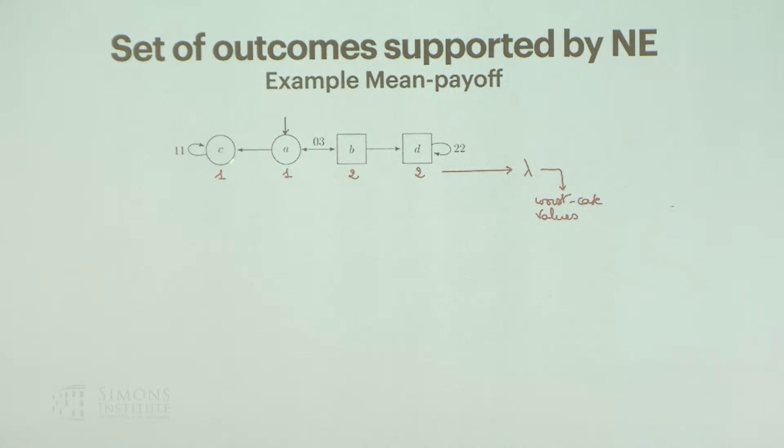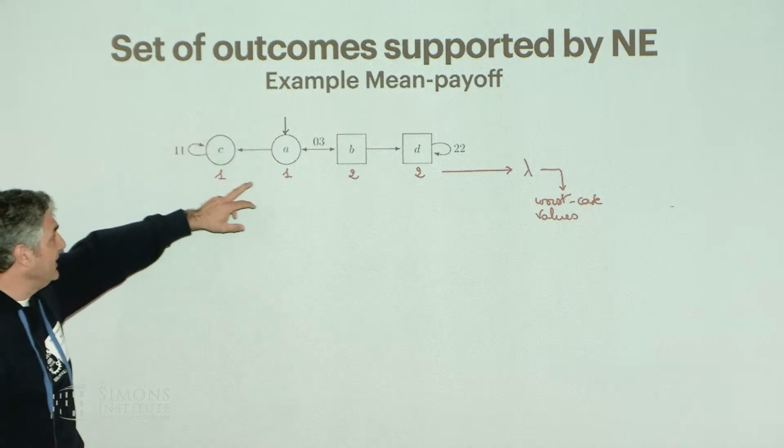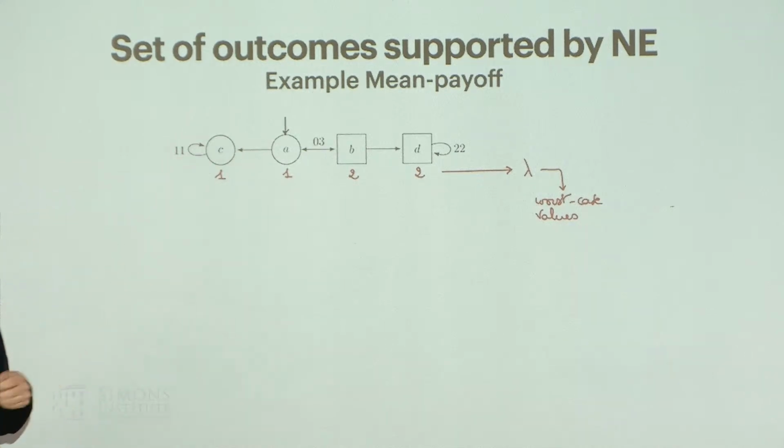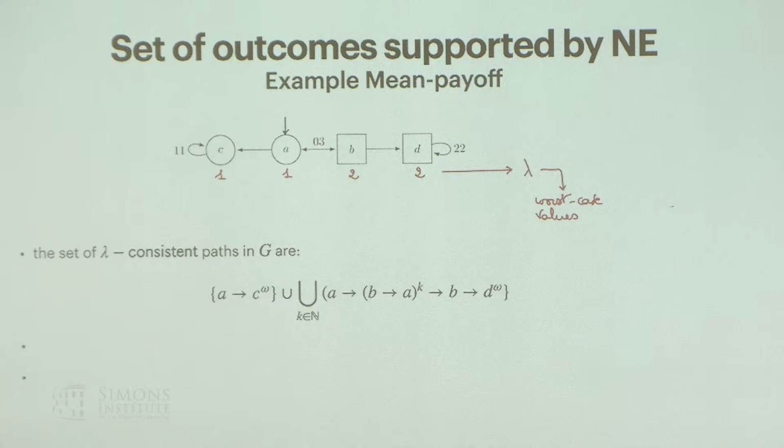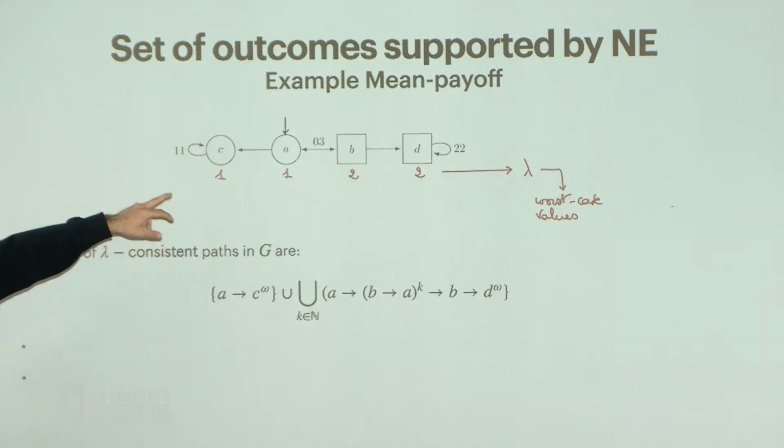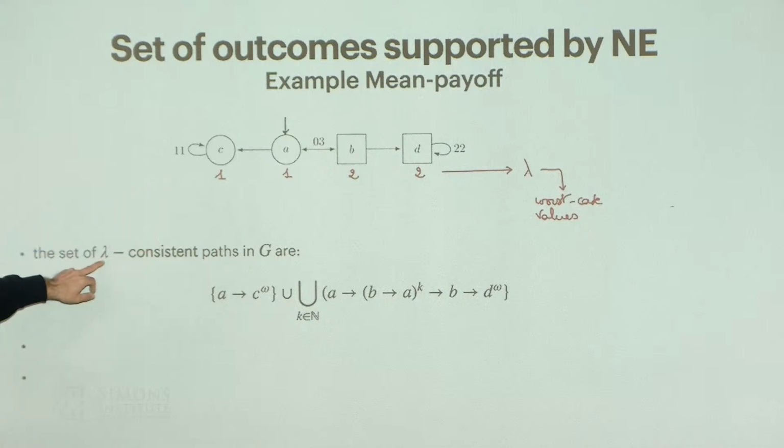Okay, and so I claim now that any path that you would construct on this arena that is consistent with the worst case value, in the sense that it gives to the player at least the value that we have seen along the path, would be a Nash equilibrium. And so in this case, I call lambda this function that associates the worst case value to the states. So the set of paths that are lambda consistent are exactly those. So let's take a look.